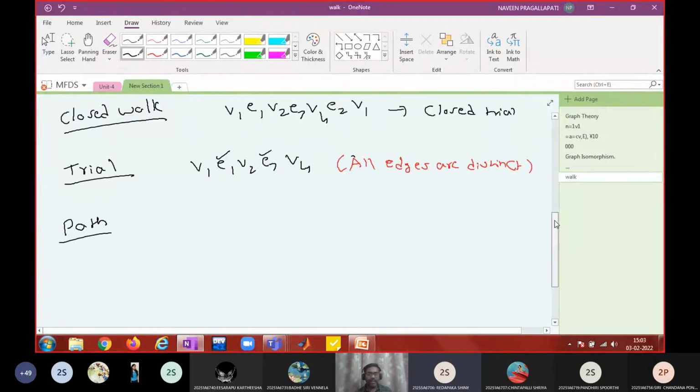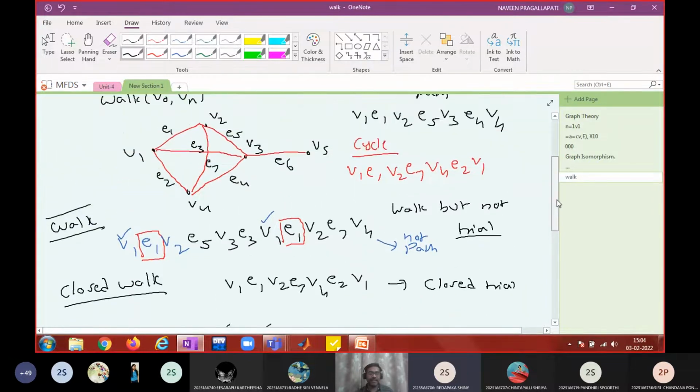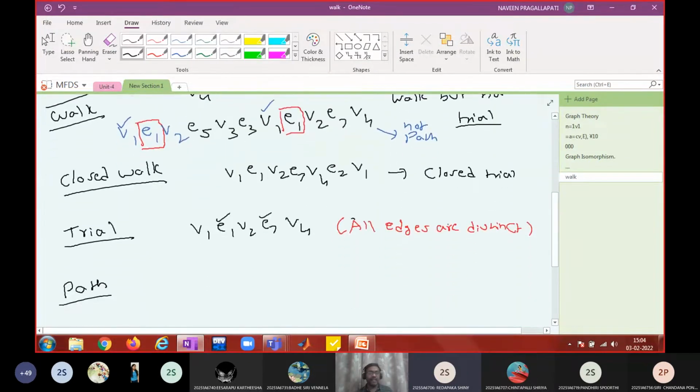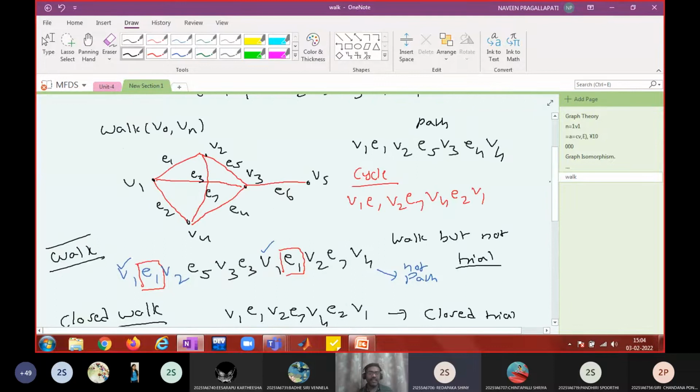What do you mean by the length of the path? The length of the path is the number of edges that are there in the walk. That is called the length of the path. In this case, 1, 2, 3, three edges are there. Therefore, the length of the path is 3. So here the length of the cycle is 3 edges.